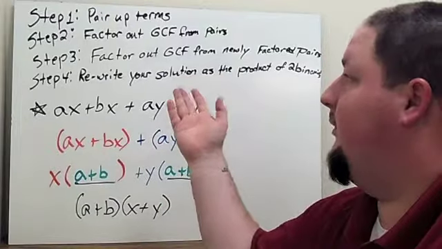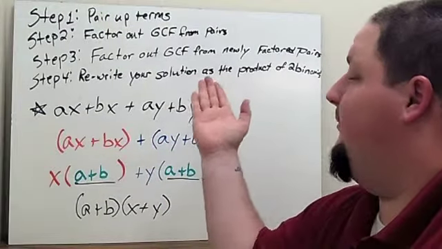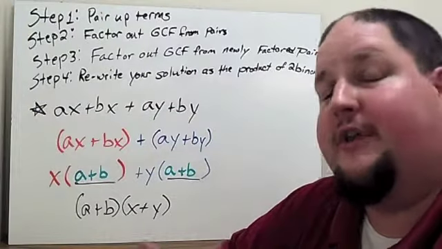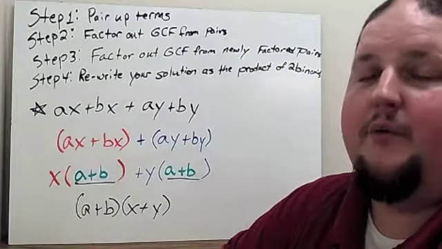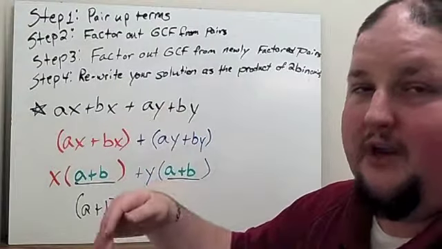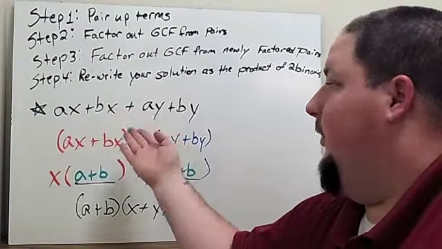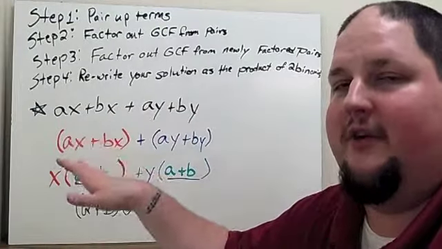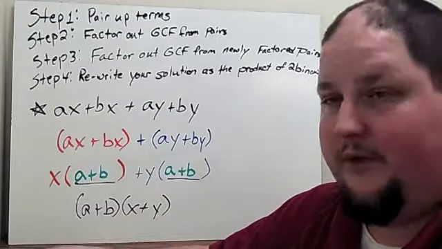So we're going to pair up terms, factor out a GCF from the pair, then factor out a GCF from our newly factored pairs, and then rewrite our solution as 2 binomials. We're going to start out with 4 terms, we're going to end up with 4 terms. So I have a generic example that has a whole bunch of letters in it. I know this is going to sound kind of confusing, so I'm going to walk through it slowly.